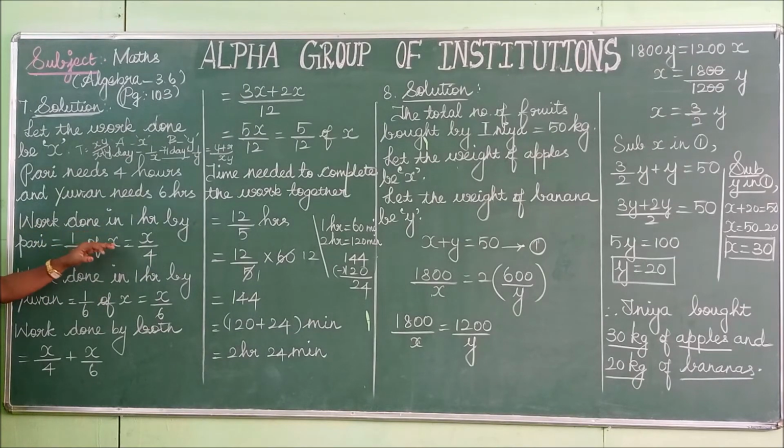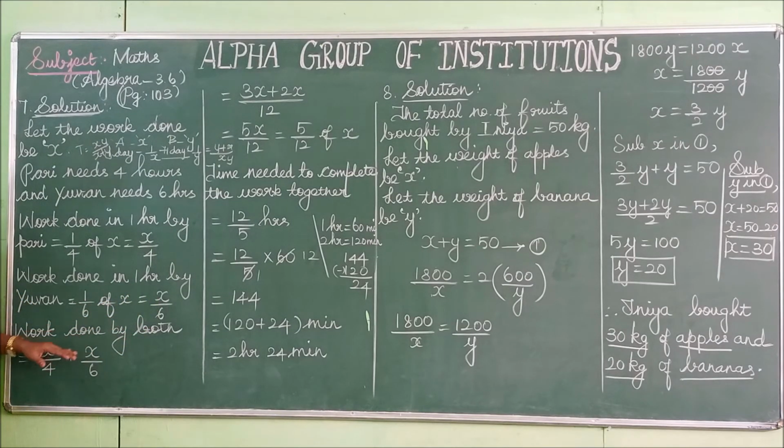Work done in 1 hour. So in 4 hours we can do the work, but you are going to calculate for 1 hour only. So work done in 1 hour by Pari is equal to 1 by 4 of x, which can be rewritten as x by 4. Then second is Yuvan. Work done in 1 hour by Yuvan is equal to 1 by 6 of x, which can be written as x by 6.